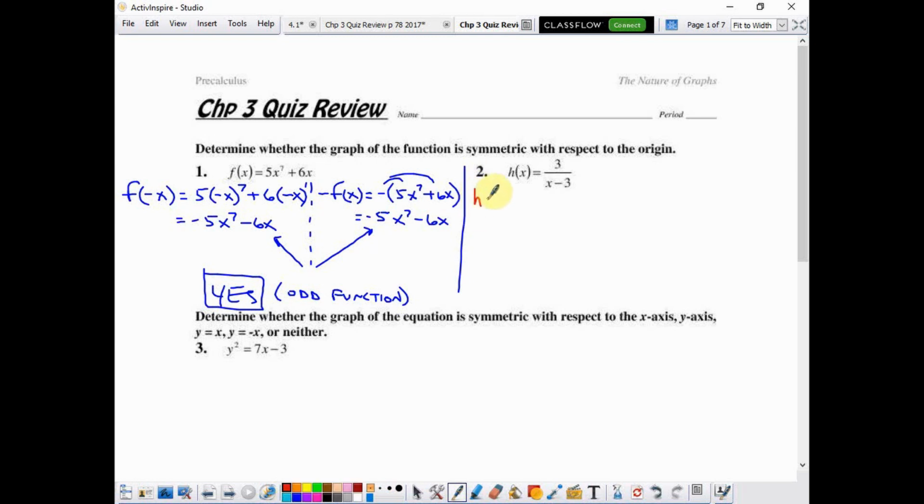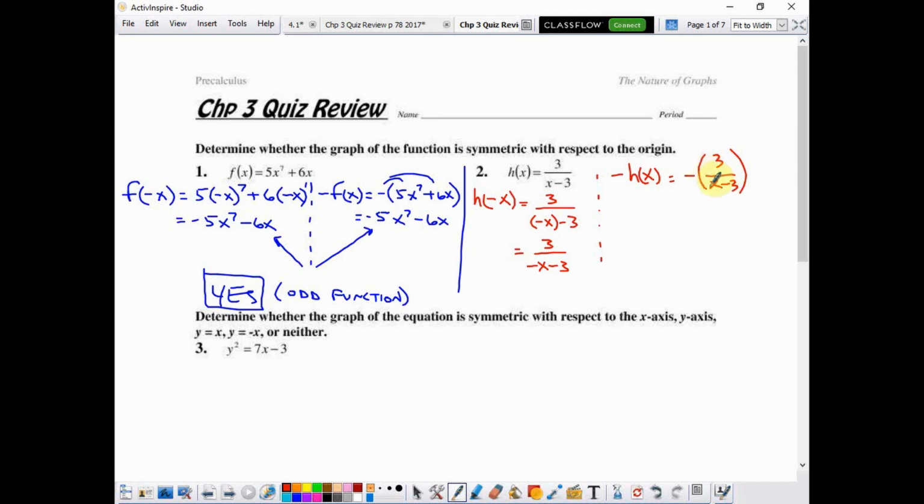Number 2, we start with h of the opposite of x. So that's 3 over negative x minus 3. It can be written the same without the parentheses. So that's h of the opposite of x. We compare that to the opposite of h of x. When we multiply a fraction by a negative, it doesn't matter if we leave that negative in front or if we put it in the numerator or in the denominator.